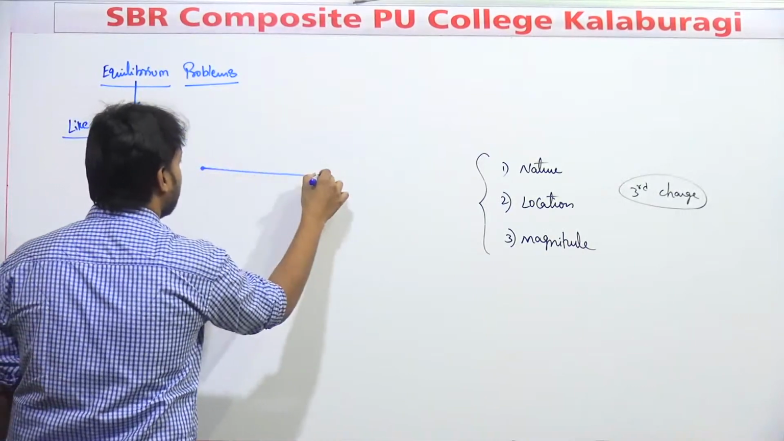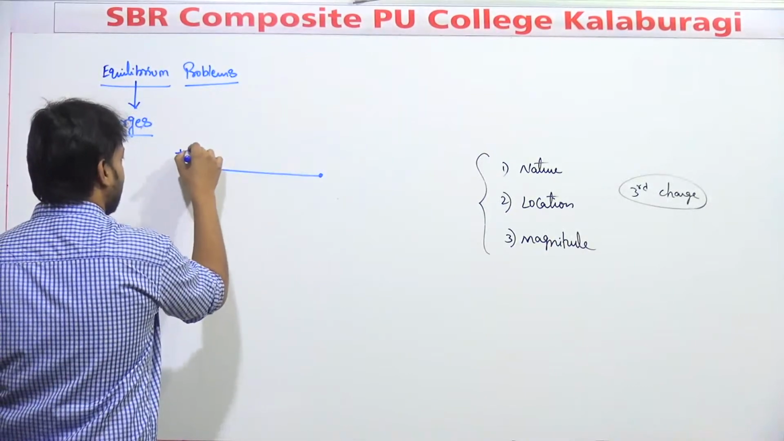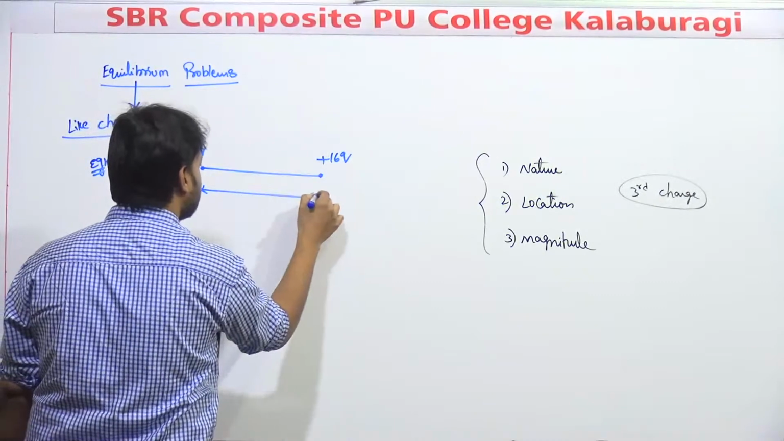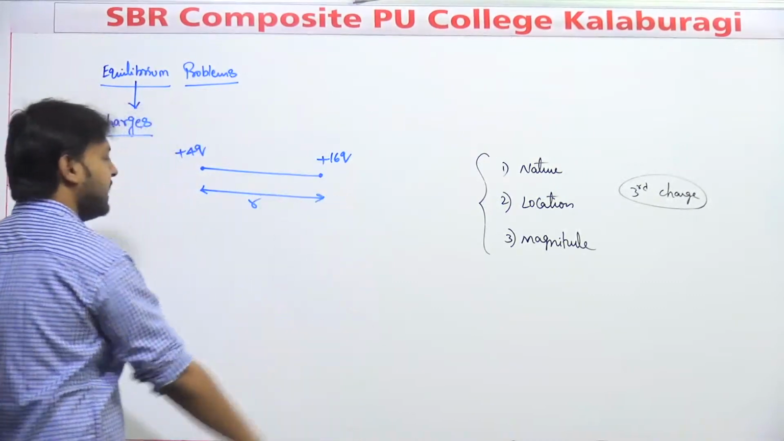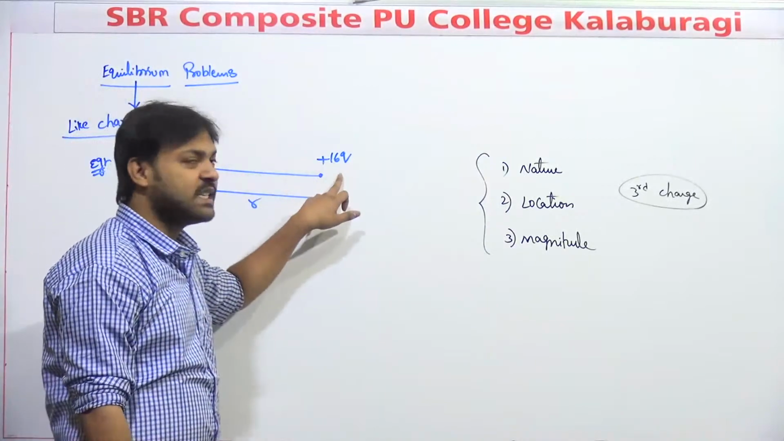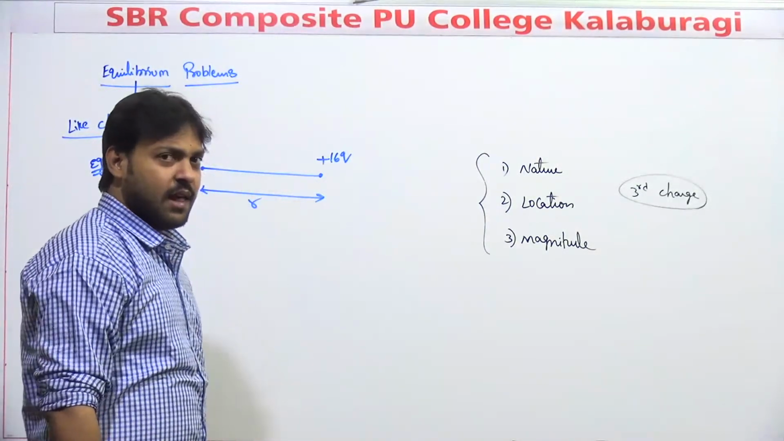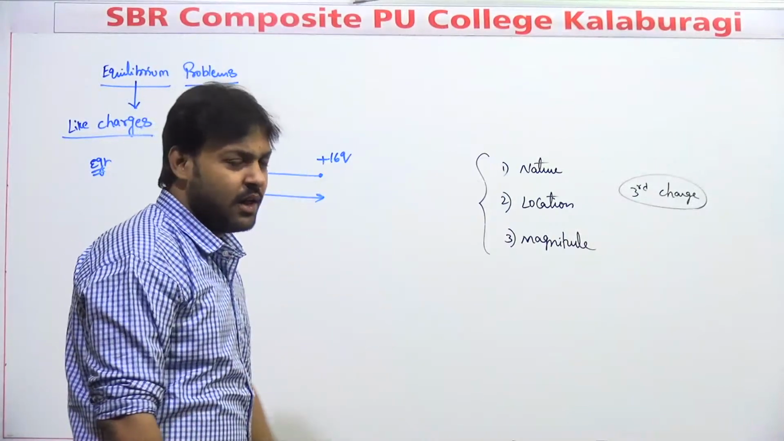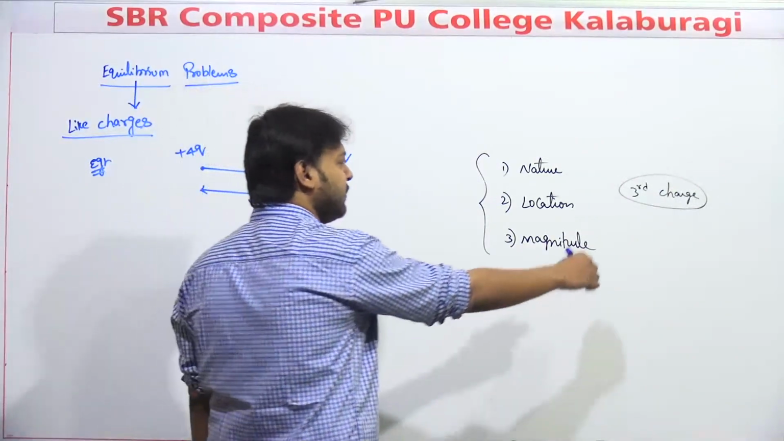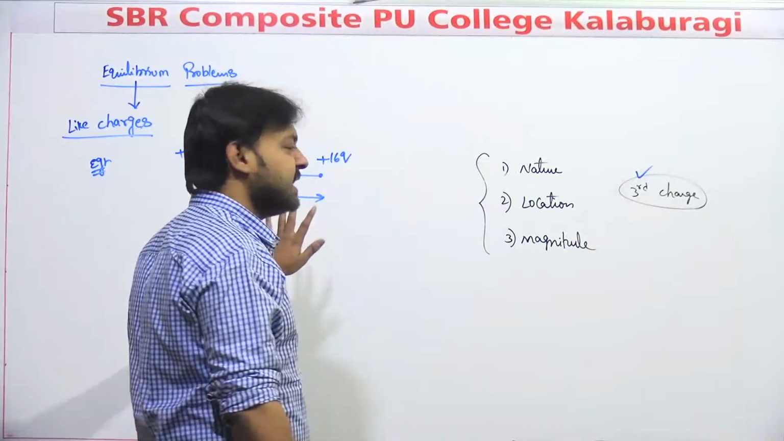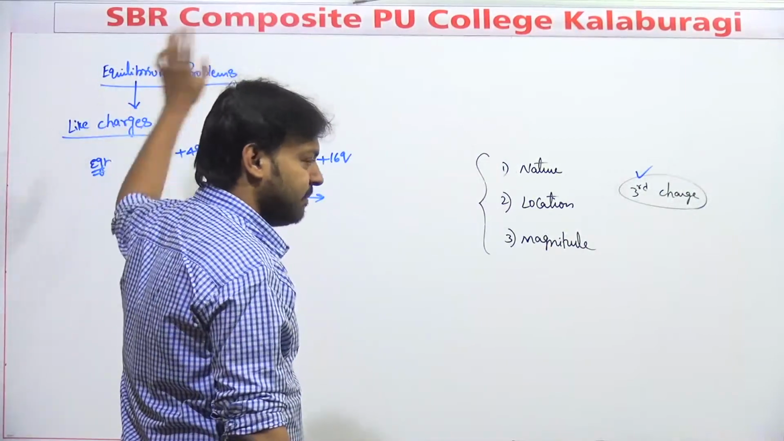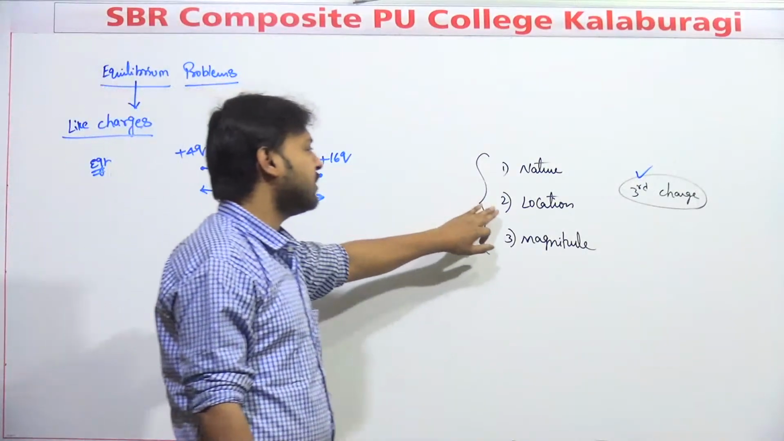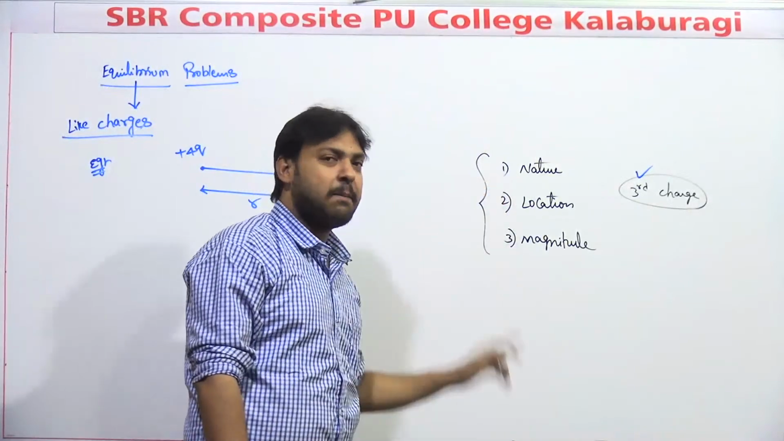For example, consider plus 4q and plus 16q separated by some distance r. So two charges, plus 4q and plus 16q, separated by r. Now only these two charges are there in the system. Is the system in equilibrium? Definitely not. So that's why we have to place a third charge in that system such that the system is in equilibrium. Where you have to place it is the location, then the nature, and then the magnitude.